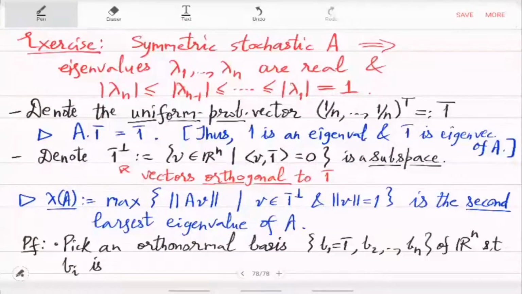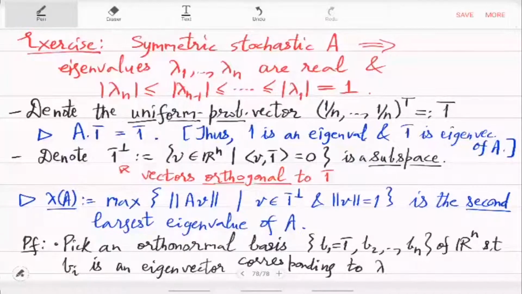The first one is 1 bar, and each of these Bi is an eigenvector of A, corresponding to lambda i, for all i from 1 to n. Okay, so, we have picked this orthonormal basis. So, these are mutually orthogonal, moreover they are unit vectors, they are eigenvectors of A. Okay, this can be found, this exists and it also can be found.